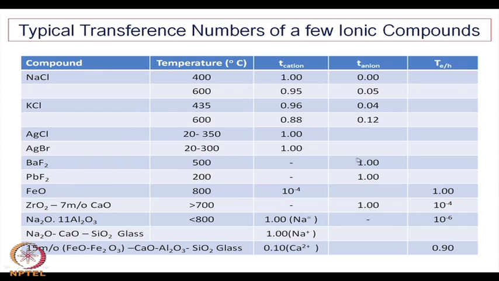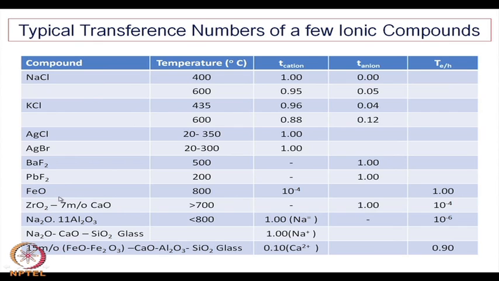Fluorine ion conductivity is there, but one thing you must know: calcium fluoride, CaF2, that is the fluorite structure from which the name has come, is absolutely an insulating material. But barium fluoride and lead fluoride have a good fluorine ion conductivity.